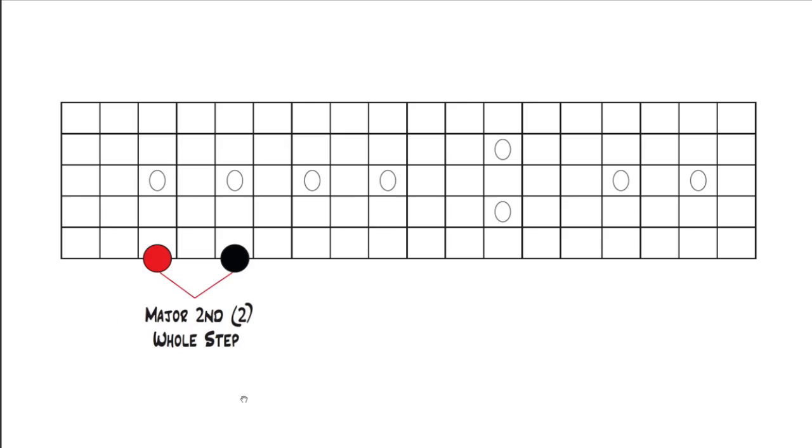Your next interval distance is a major second, so that's a whole step apart. So you know that a whole step is your next smallest difference after a half step. It's just two half steps put together, gives you a whole step. The name of that is a major second or just a 2.